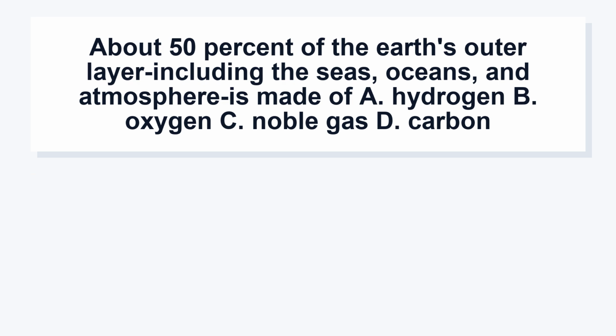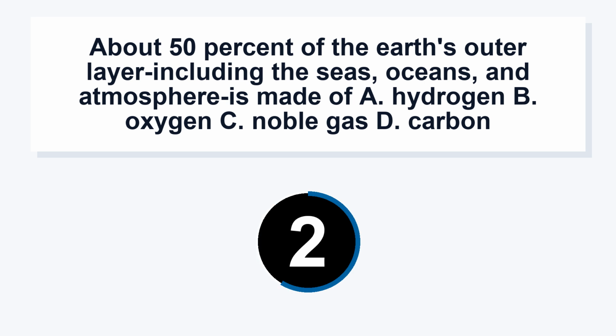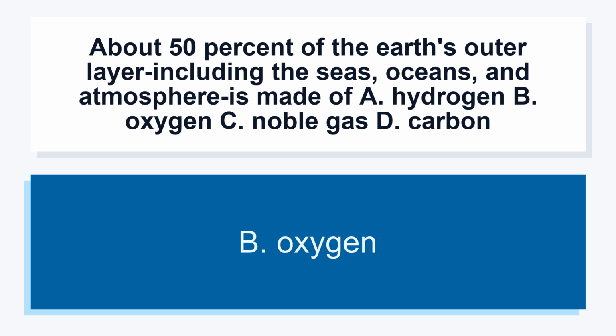About 50% of the Earth's outer layer, including the seas, oceans, and atmosphere, is made of A. Hydrogen. B. Oxygen. C. Noble gas. D. Carbon. B. Oxygen.